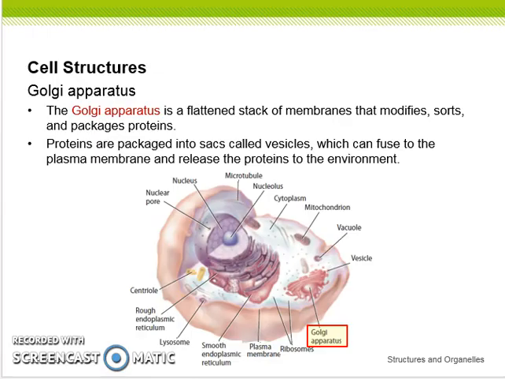The Golgi apparatus is a flattened stack of membranes that modifies, sorts, and packages proteins. Proteins are packaged into sacs called vesicles, which can fuse to the plasma membrane and release the proteins to the environment.